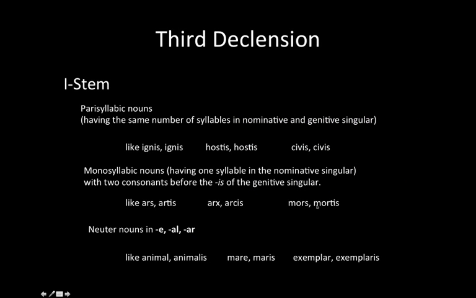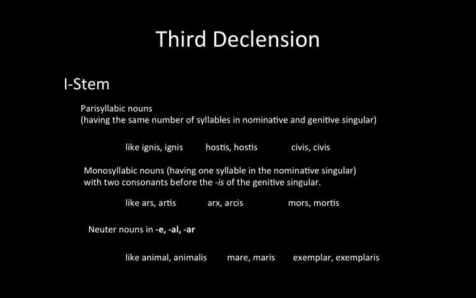There's also one more thing about the third declension that can be a little tricky, and this is called i-stem. Now, these are a lot of really wordy rules. Most of the time, we're going to be able to identify these based upon what's given in the dictionary, but let's take a look at what the rules are first.